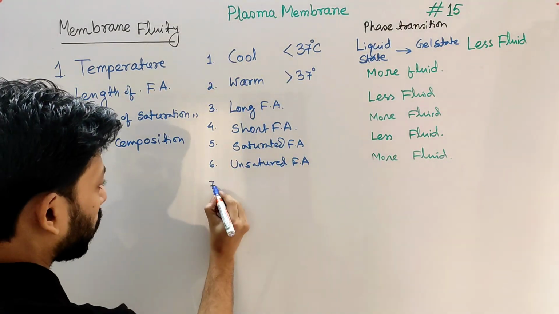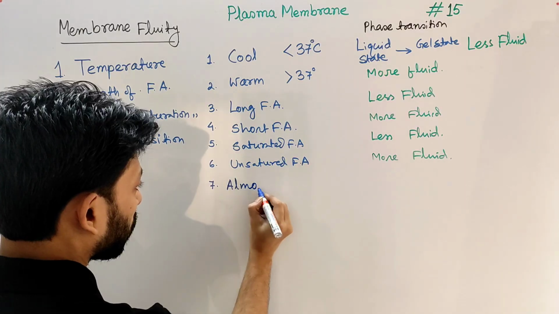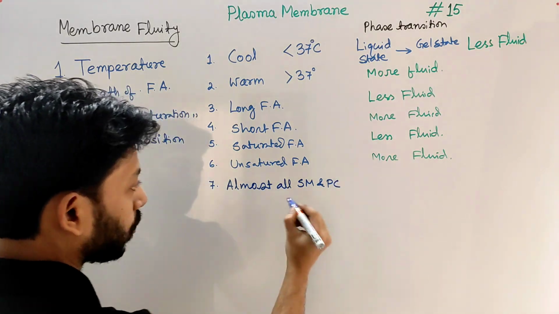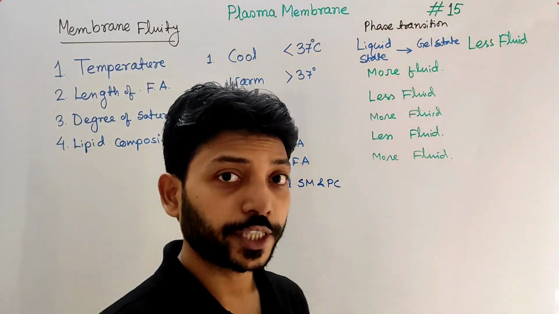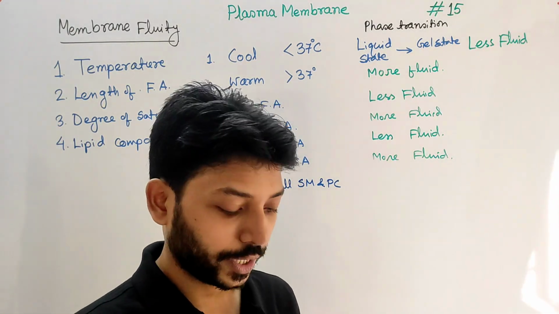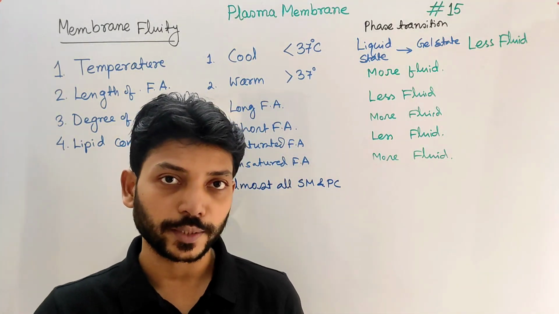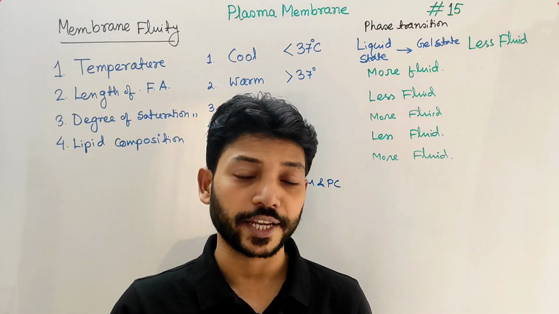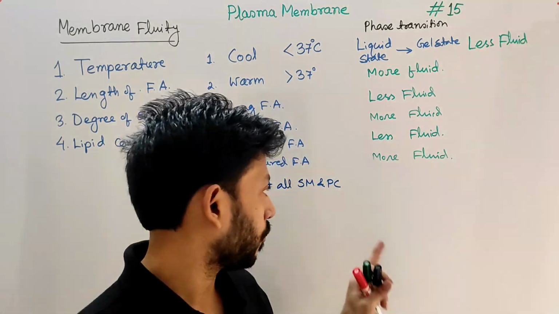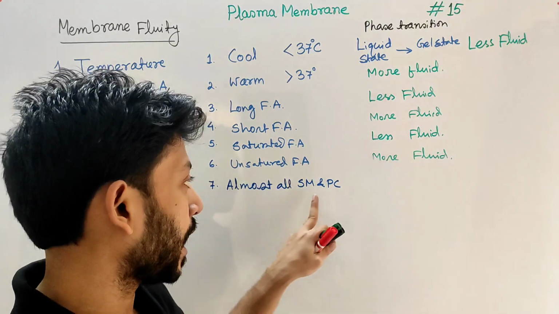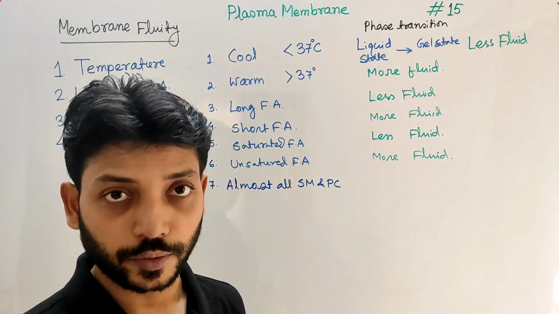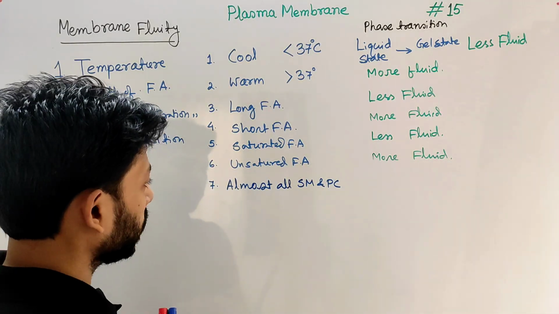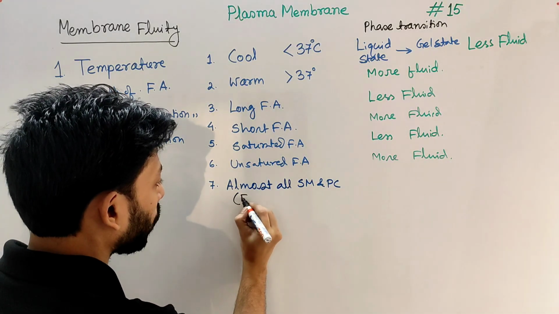You can remember that almost all sphingomyelin and phosphatidylcholine, now these two lipid molecules fall under two different categories of lipids present in the plasma membrane. I have mentioned in my previous video that in the plasma membrane there are three major categories of lipid molecules. The first is phosphoglycerides, second is sphingolipids, and third is cholesterol. Phosphatidylcholine falls under the phosphoglycerides and sphingomyelin falls under the sphingolipids. So almost all sphingomyelin and phosphatidylcholine are present in the exoplasmic leaflet.